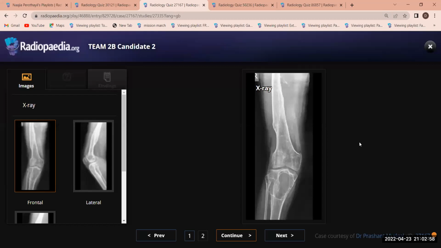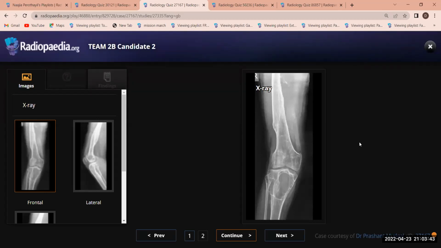There is a lytic lesion in the proximal tibial metaphysis, which is showing a narrow zone of transition with some areas of internal septations with subcortical scalloping, and there is no associated internal calcified matrix, no associated periosteal reaction, no soft tissue mass.